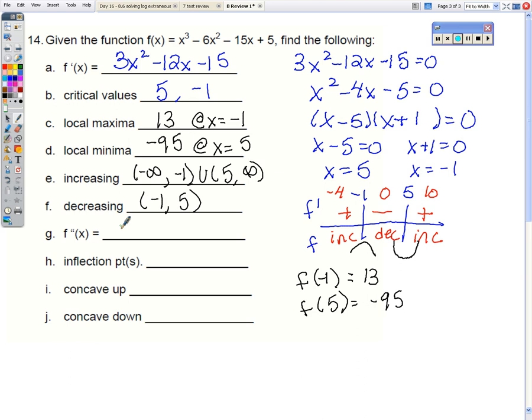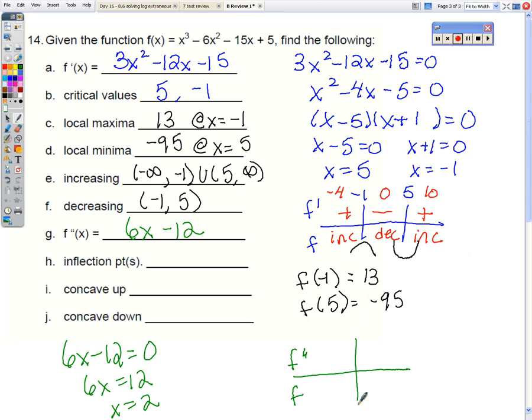Now we need our second derivative. So I'm going to take the derivative of f prime. 6x minus 12. So let's set that equal to 0 and solve, we get x is 2. So I'm going to choose a value that's less than 2 and more than 2 to test into my second derivative. When I plug in 0 here, I get a negative. When I plug in 4, I get a positive. So that means this interval is concave down because the second derivative was negative, and this interval is concave up.